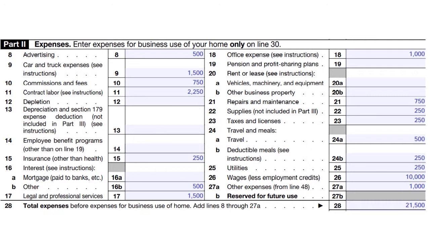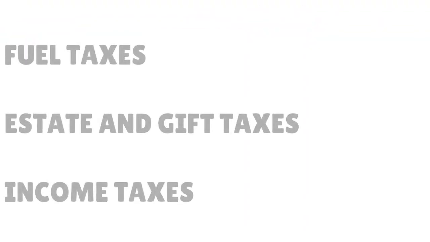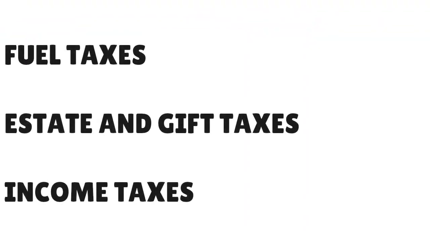Line 23. So we have excise taxes, occupational taxes charged by locality, right? And one thing that's very important, and I want to specify, please do not deduct your self-employment tax or federal income taxes on line 23. Don't do that. And there are other expenses not deductible on line 23. So we have fuel taxes, we have estate and gift taxes, they're not deductible. Income taxes, they're not deductible here.